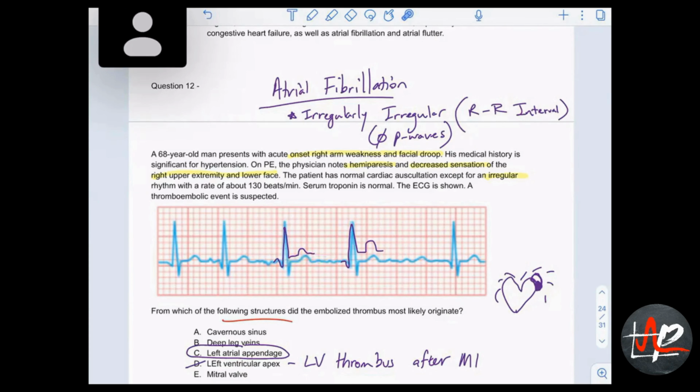And so we see this all the time. This is actually something that's a pretty big deal in vascular surgery because it puts a lot of our procedures in jeopardy. So we're always looking out for that LV thrombus.